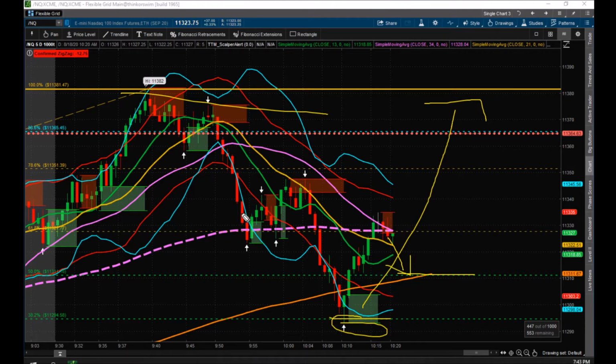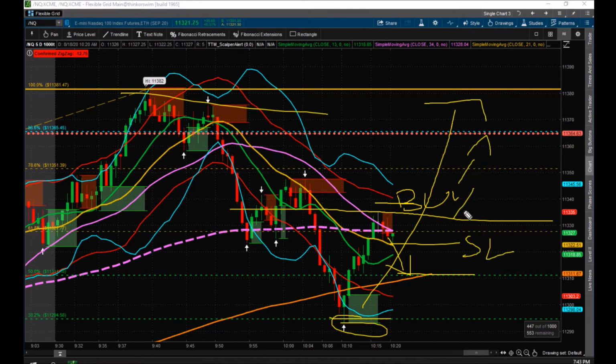Or if you found a resistance level here, you wait for it to go a few ticks higher, put your buy order here and your stop loss down here at the bottom, and then you hope it will go higher once you enter that trade.